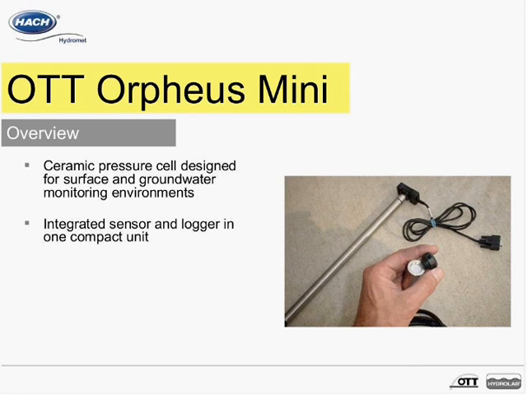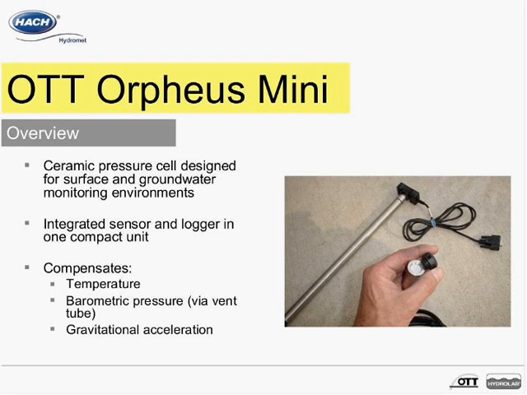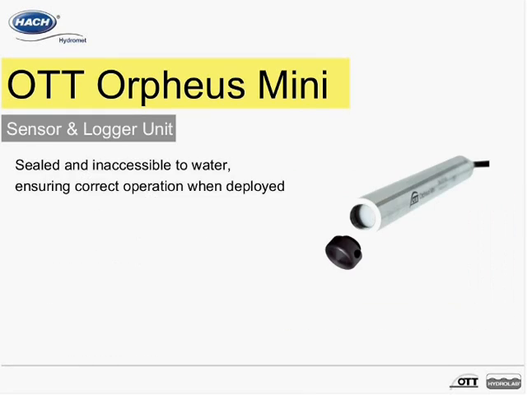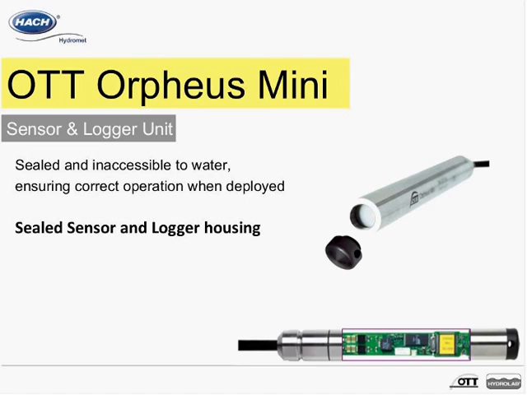The Orpheus Mini features water level or depth to water measurements that are compensated for temperature, barometric pressure, gravitational acceleration, and density of water. The Orpheus Mini is divided into two parts, the sensor logger unit and the infrared communications unit and battery pack. The sensor logger unit is completely sealed to water, ensuring stable measurements over time.